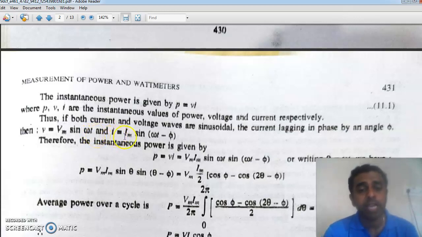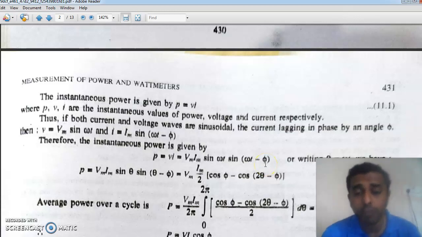And I is nothing but the instantaneous value of current. Small letters always represent instantaneous values. So i is equal to Im sine omega t minus phi. When I substitute this, Vm Im sine omega t into sine omega t minus phi is the instantaneous power. So why is there a phase shift or phase difference between voltage and current?